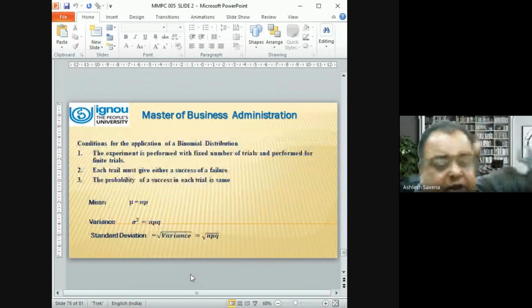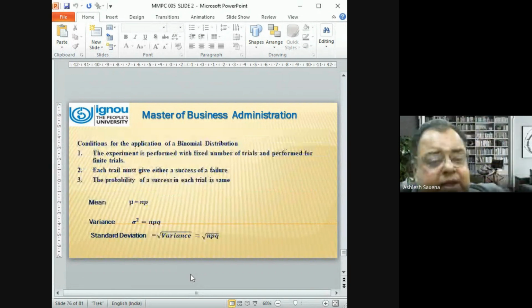What are the conditions now? How will you come to know what conditions have to be kept in mind at the time of applying the binomial theory? The experiment is performed with a fixed number of trials, performed for finite trials. Each trial must give either a success or a failure. And the third one is that the probability of a success in each trial is the same.